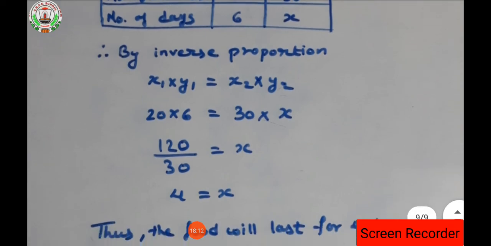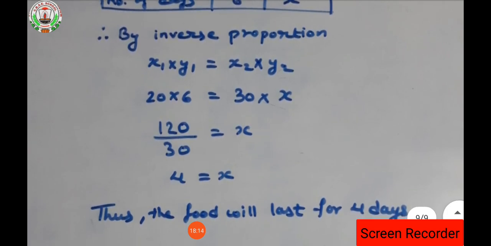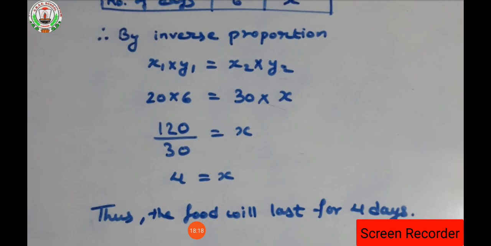Clear? So the food lasts for 4 days for 30 animals. So here questions 1 to 5 are over. Hope you people understood the questions. Thank you everyone.